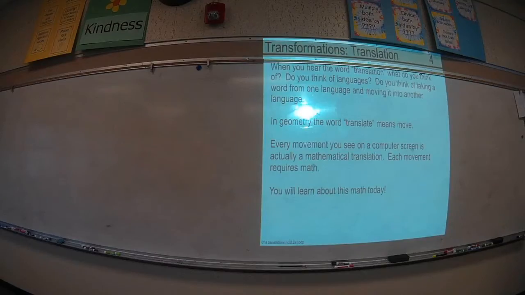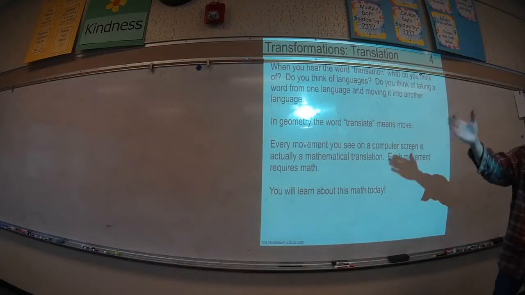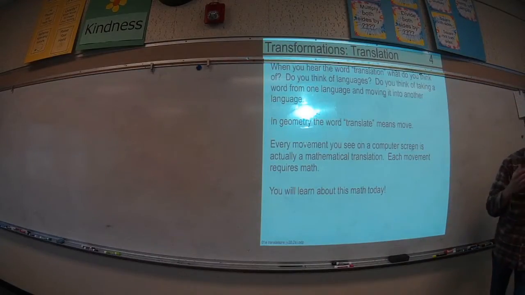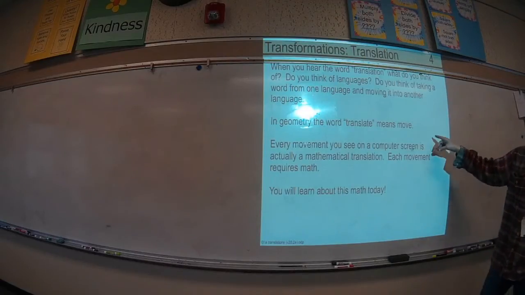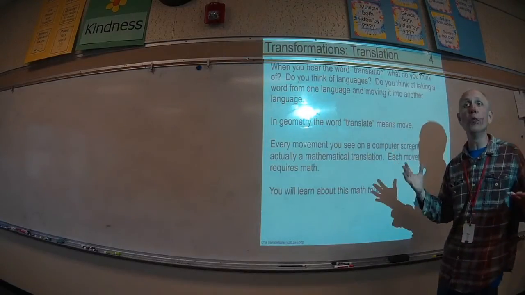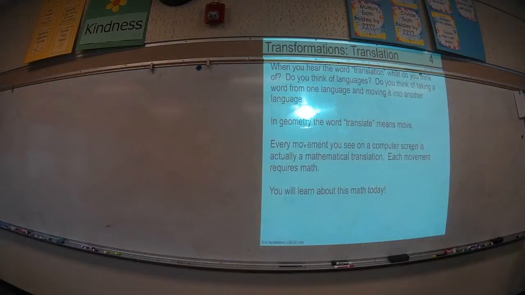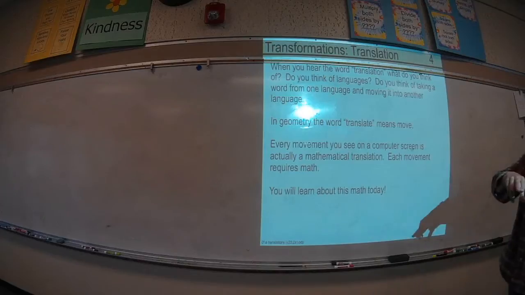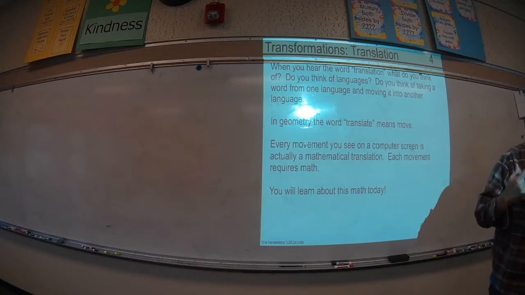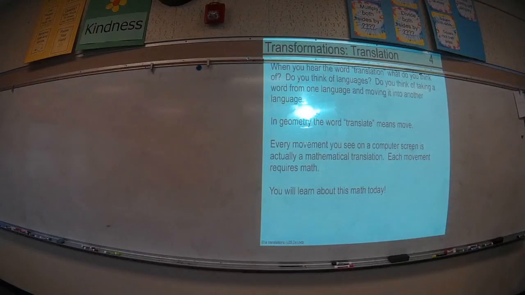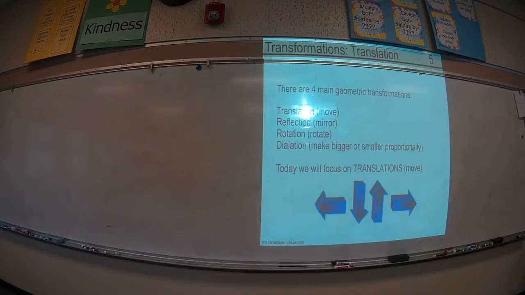When you hear the word translation, what do you think of? Do you think of languages? Do you think of taking a word from one language into another language? Moving it from Spanish into English or English into Spanish. In geometry, the word translate means to move something. So we're going to be moving objects around. And every time you move the cursor on your computer screen, that's actually a translation. And it's being done by the software. It's moving that little arrow around.